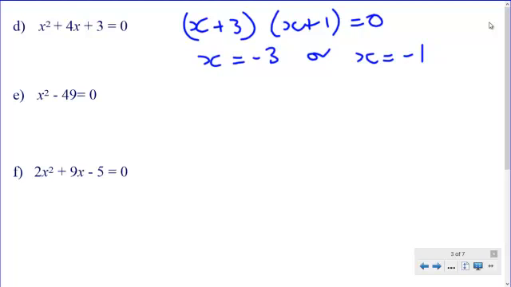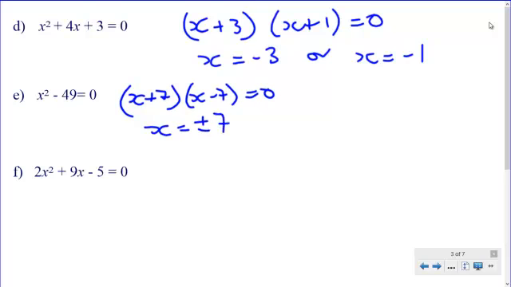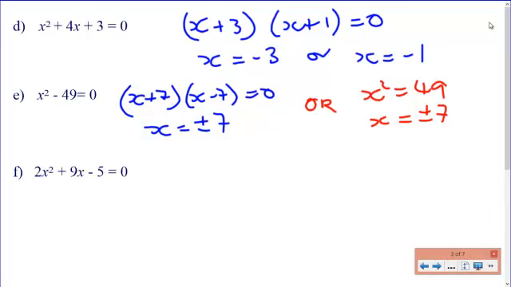Alright, x squared minus 49 equals 0. When we factorise this, it gives us (x plus 7) times (x minus 7) is equal to 0. It's the difference of two squares. And that'll give us x is equal to plus or minus 7. An alternative way to solve this, and one way you may have done before, is to change the equation to x squared is equal to 49. And x is equal to plus or minus 7 is a solution. This is not using the factorising method, but it's perfectly valid.